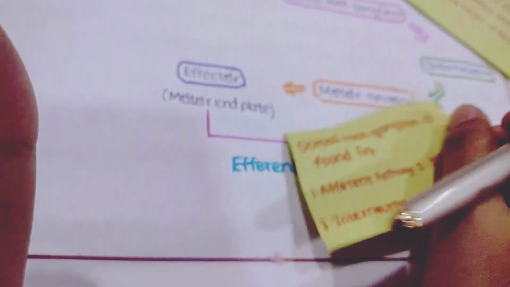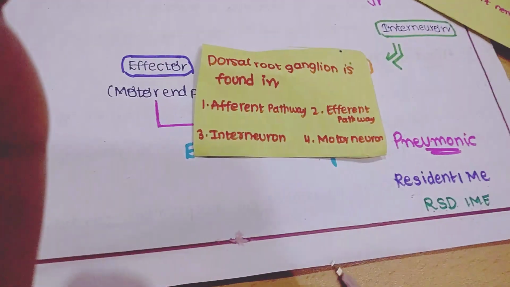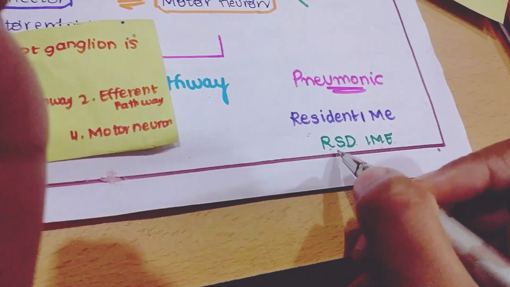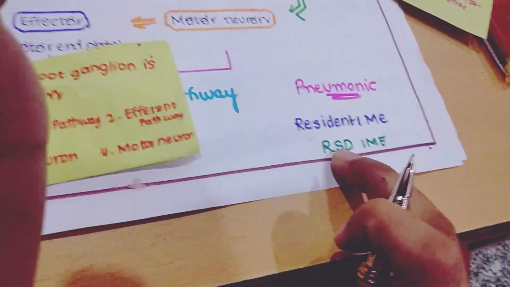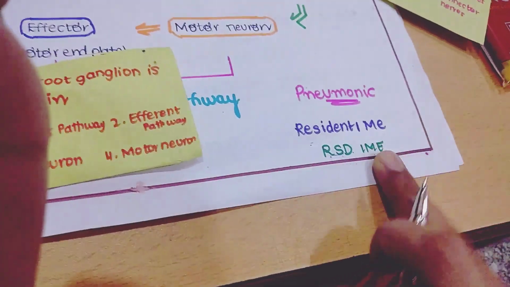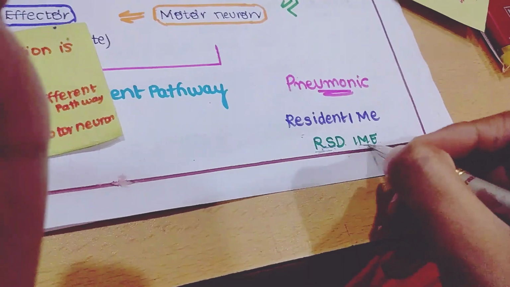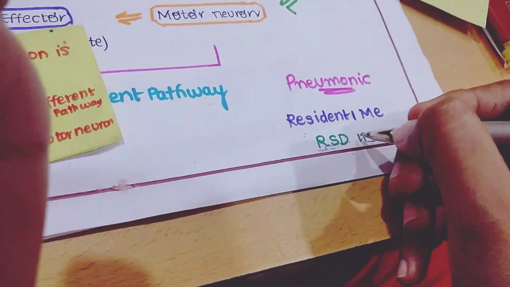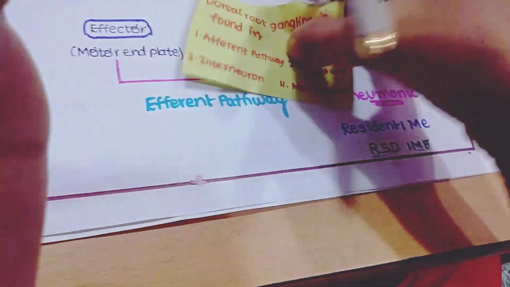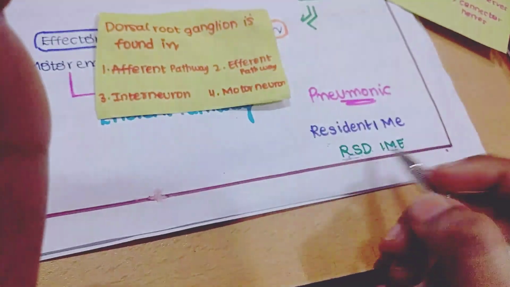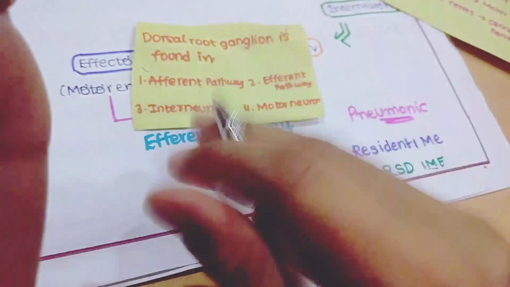The next question is, in which pathway is the dorsal root ganglion found? Find the trick. RSD, resident, is found in the afferent pathway. ME is the efferent pathway, and I is the interneuron. So the dorsal root ganglion is found in the afferent pathway. So the correct option is afferent pathway.